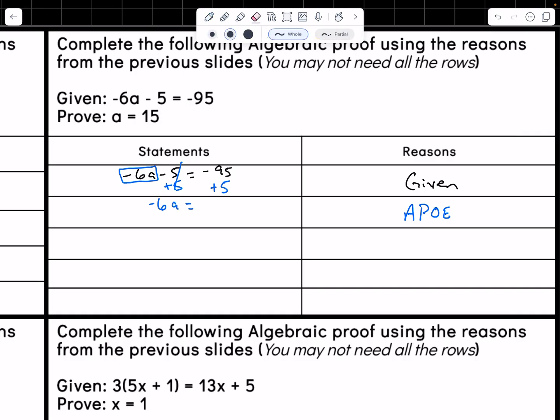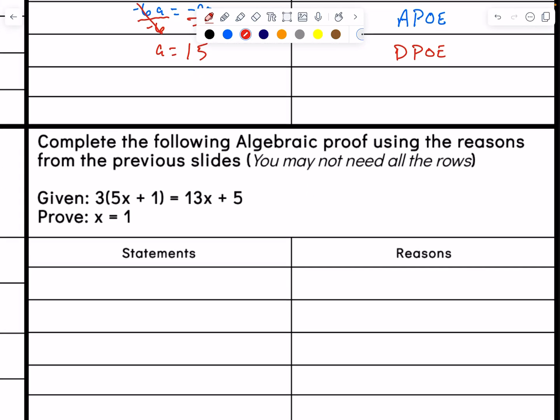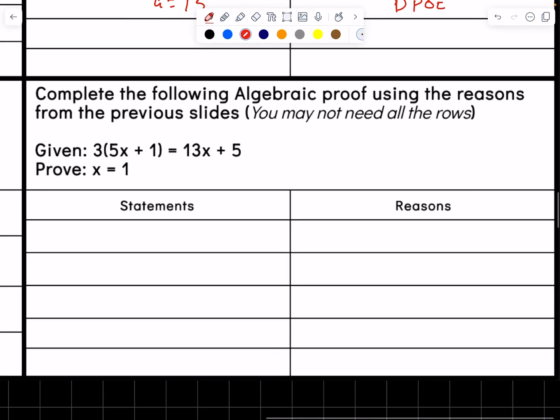which gives me negative 6a equals negative 90. And then to get rid of my negative 6, because I want to get a by itself, that's our division piece. And because I did it to one side, I have to do it to the other. That's our postulate of equality piece. So a is going to equal positive 15. Because negative divided by negative is going to end up being positive. 90 divided by 6 is going to give us 15. Sorry, I don't have my calculator up. We'll be sure to do that going forward.